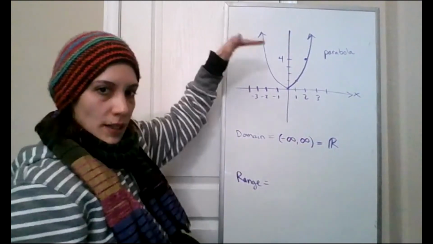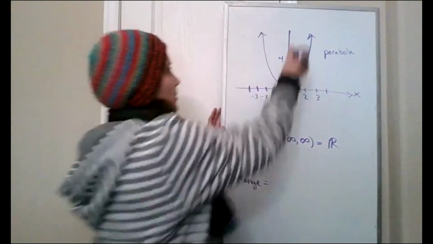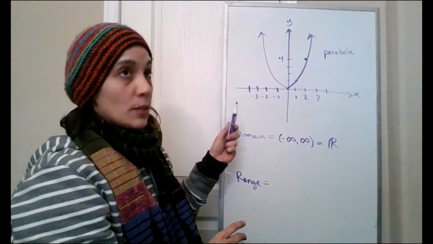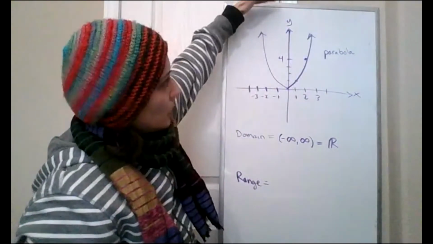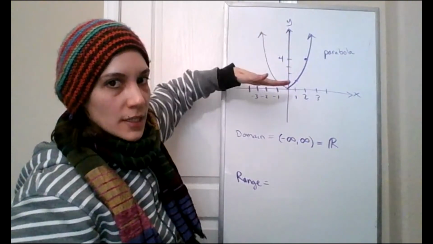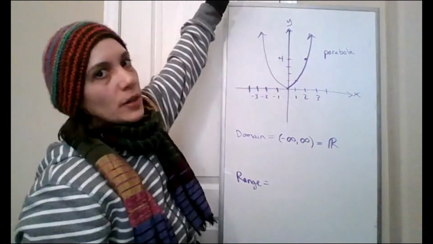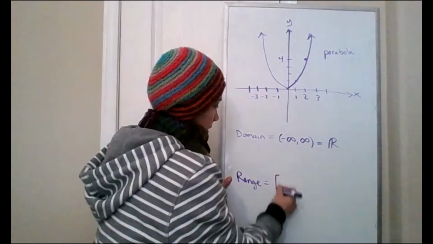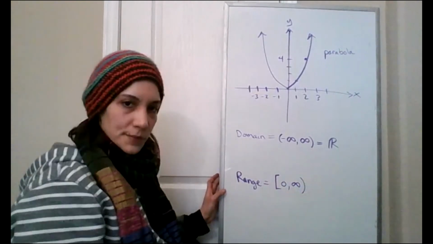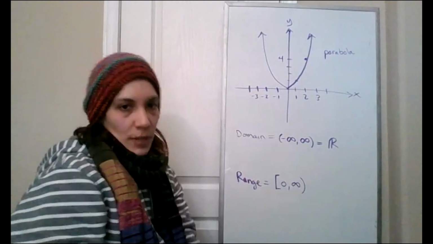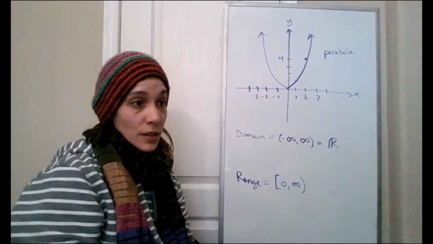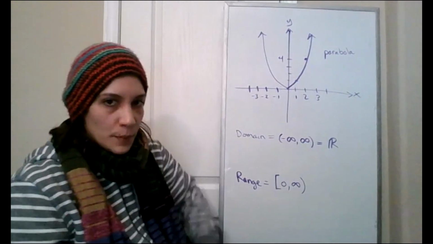The range is the outputs. We call those y values. And again, if you have your sketch, you can look up and down to see what the y values are. So going up and down, you start at 0, include 0, and continue on up. So from 0 to... Let's keep on going. There are a lot of ways to represent a function.